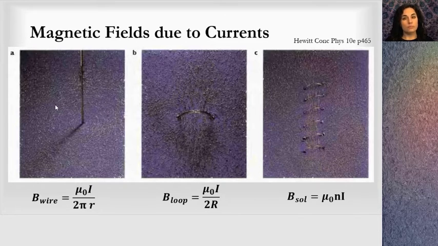If you do lab, this is a very standard introductory physics lab, is to just shake iron filings next to a wire or a magnet and see what the magnetic field looks like. And so you can see that here it's radial symmetry.